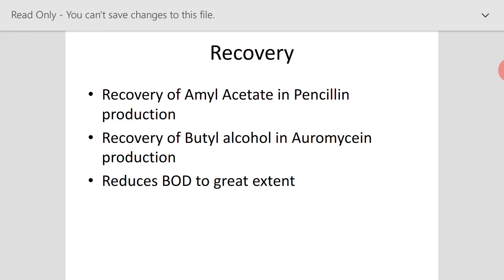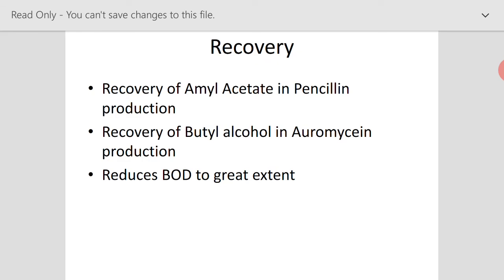So all this recovery process will reduce the BOD to a great extent. Once the BOD is reduced, the amount of organic pollution that is released into the treatment plant or to the stream will be reduced. So it will be easy to treat such wastewater, and it will lead to less pollution.